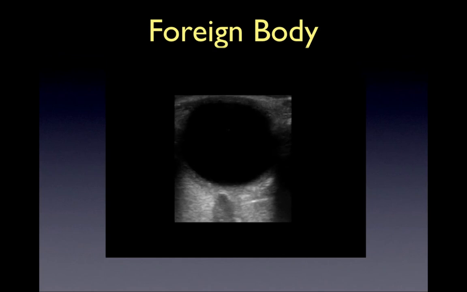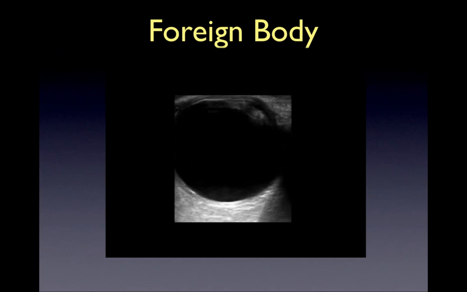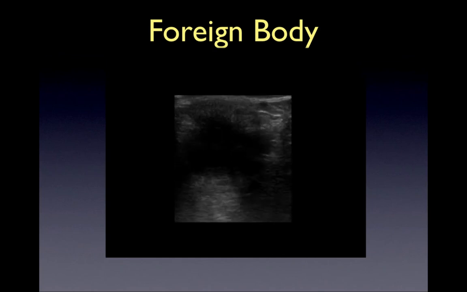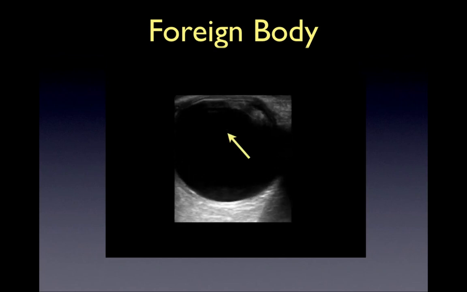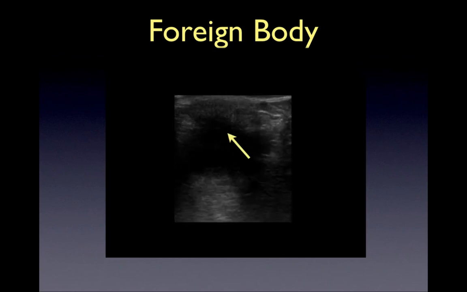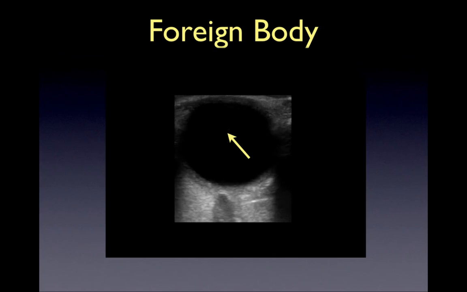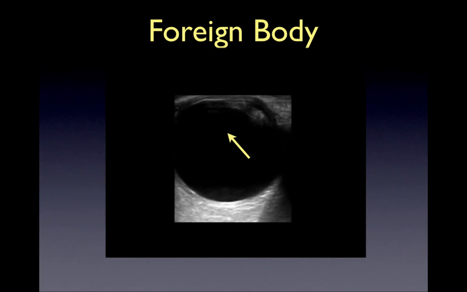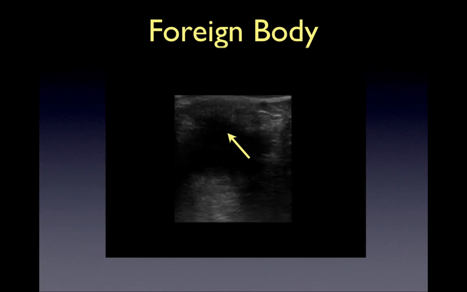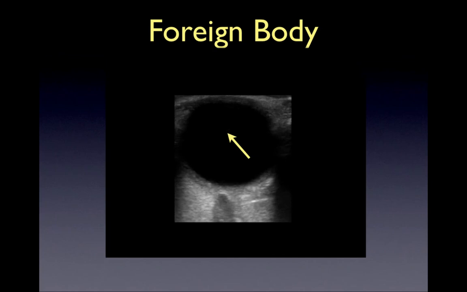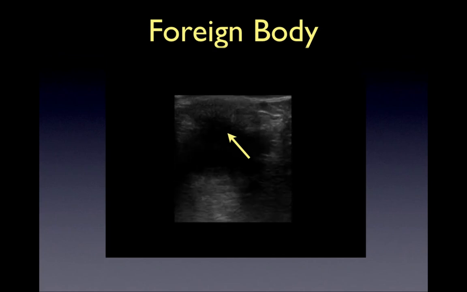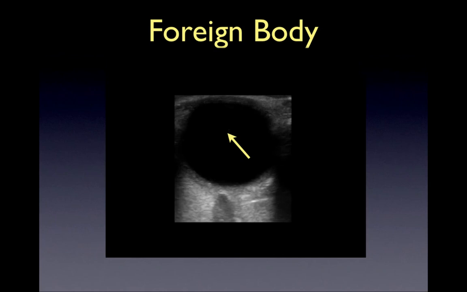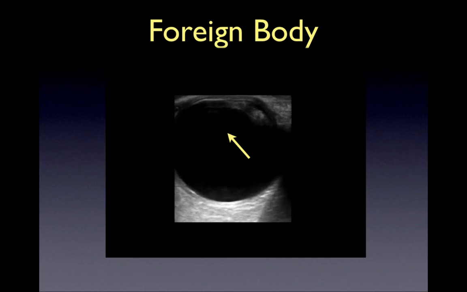You can see a patient who has a foreign body in the posterior chamber, a very small punctate area. Right, in the posterior chamber. And this area in the posterior chamber is usually completely anechoic. So any kind of hyperechoic densities could be concerning for an ocular foreign body.